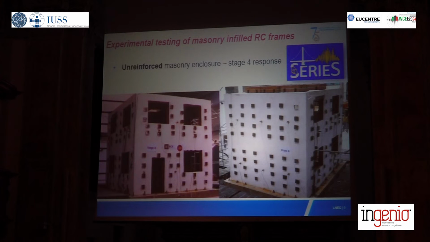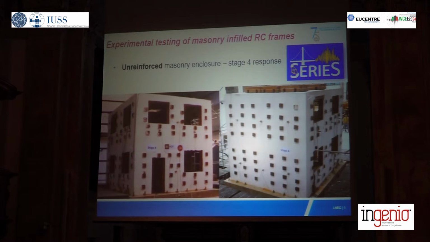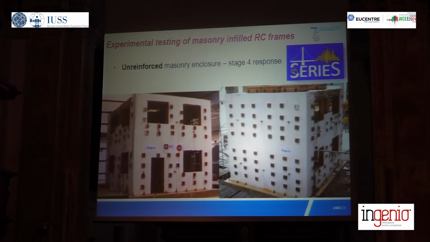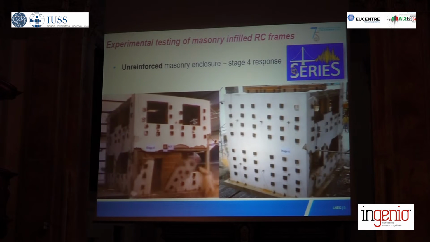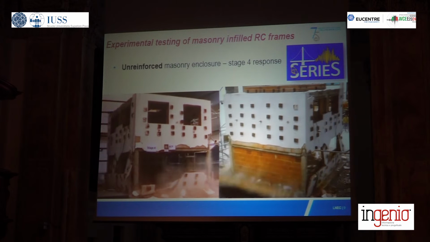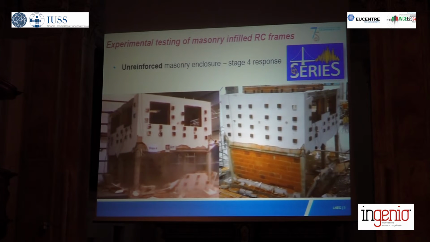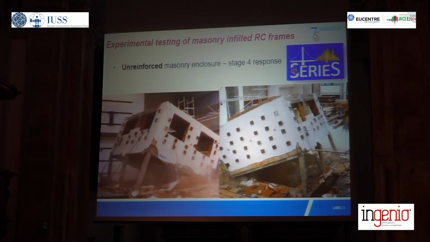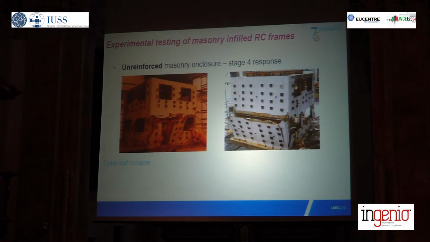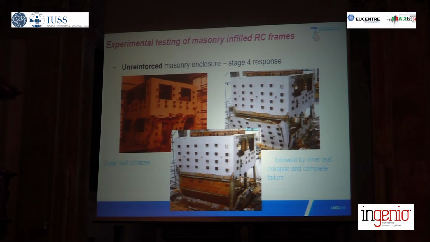And if we look at the video of the final test which was done on this structure, we see the failure, first of all, of the outer leaf of the masonry infills, and when that happens and the inner leaf of the masonry infills also starts to get serious damage, the reinforced concrete structure immediately collapses after that. So you have a significant change in stiffness and strength, and you have a full collapse of the structure. So we have this outer leaf collapse, and then the inner leaf collapse, and the complete failure of the building.